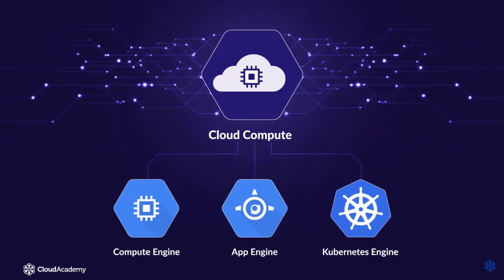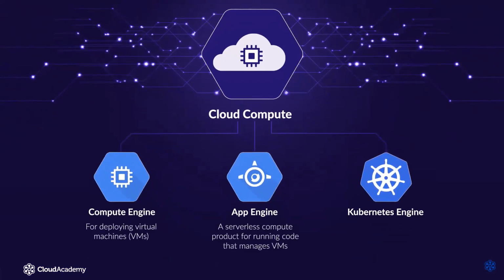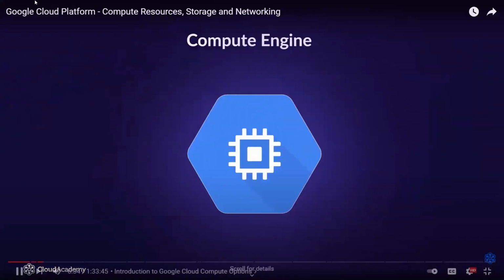I'll start by giving you a quick high-level distinction between these three main offerings. So Compute Engine is for deploying virtual machines, or VMs, much like Amazon EC2. App Engine is a serverless compute product for running code without thinking about VMs. And then Kubernetes Engine is for, you guessed it, running Kubernetes workloads for customers that need container orchestration. So let's dig in a bit more on each service, starting with Compute Engine.